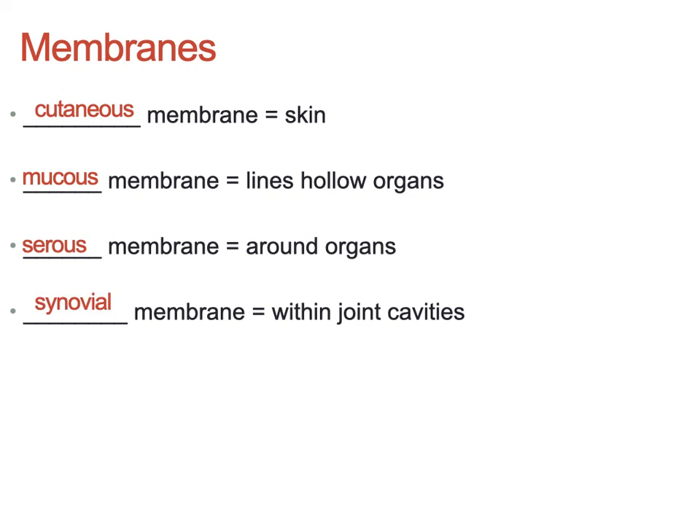Last, the synovial membrane, or synovium, lines the inner surface of the capsule of a synovial joint and secretes synovial fluid, which serves also as a lubricating function. So this allows the joint surfaces to smoothly move across each other.